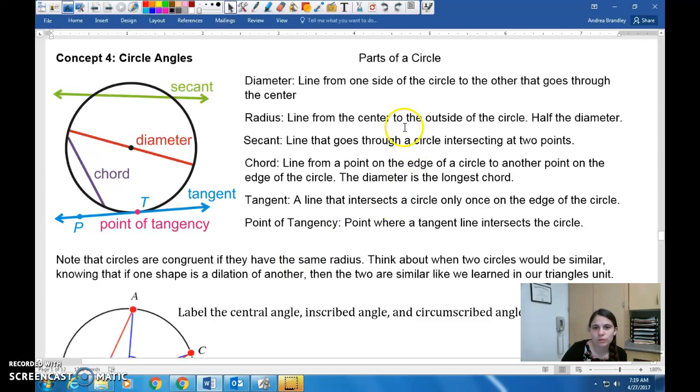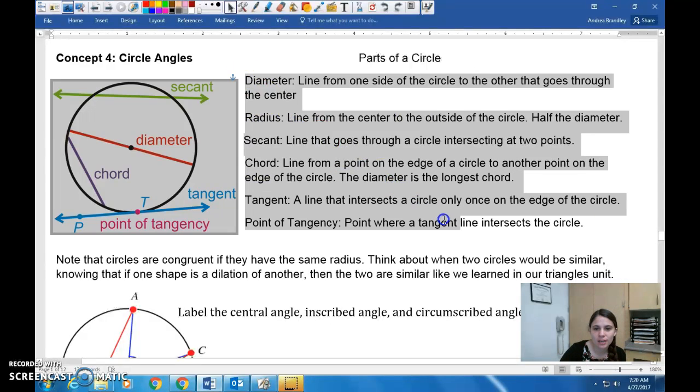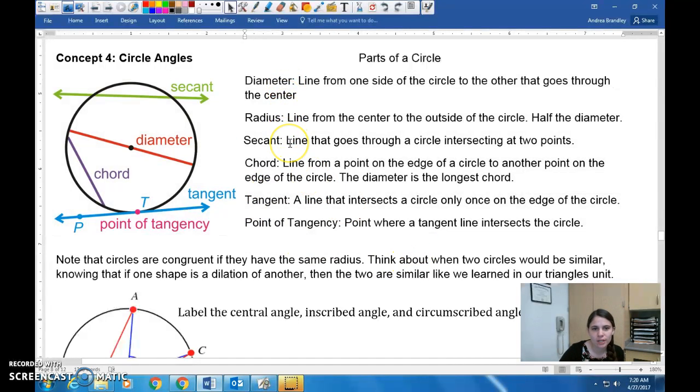Alright, so this video talks a lot about different parts of a circle and the different types of angles we get in those various parts of a circle. So the first part is just several definitions, and I have this picture here to give you a visual representation of those definitions. So I'm just going to go through them one at a time.